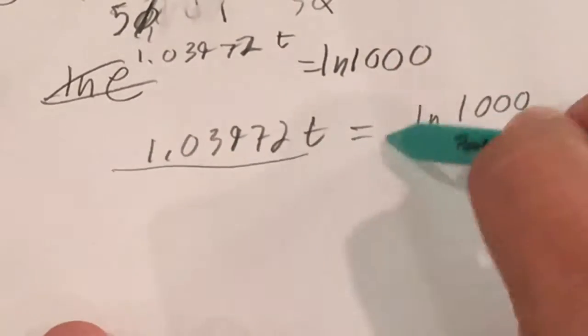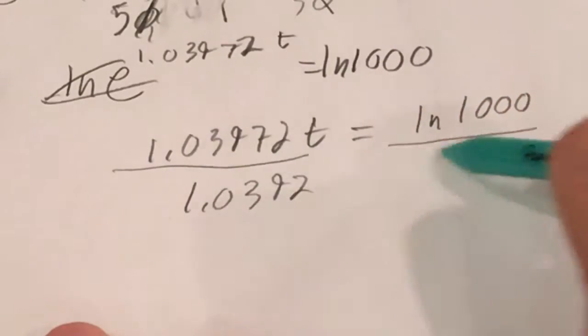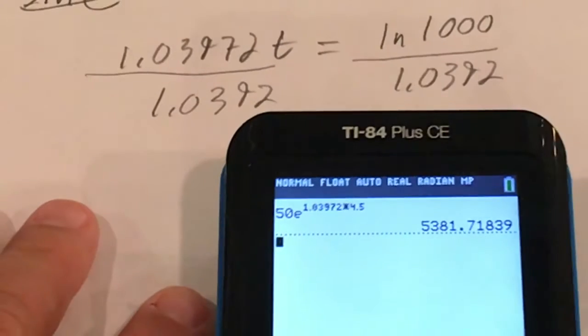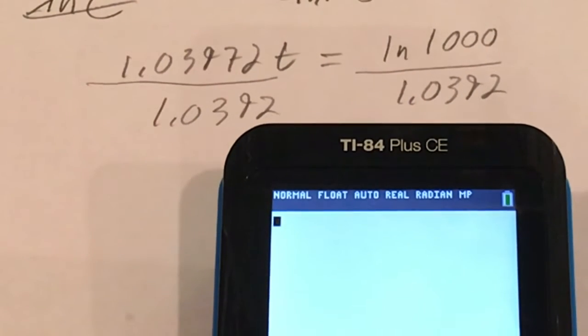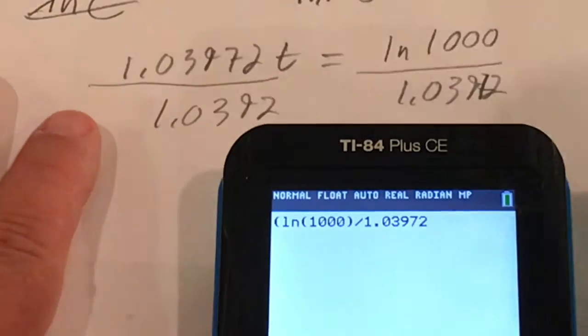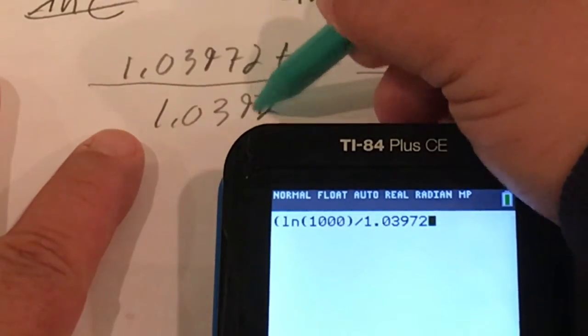Divide both sides by the decimal. So ln 1,000 divided by 1.03972. It's actually 1.039720771. Let's see what we get.